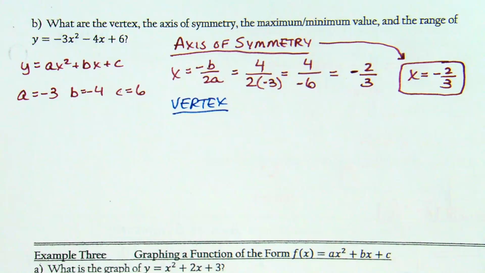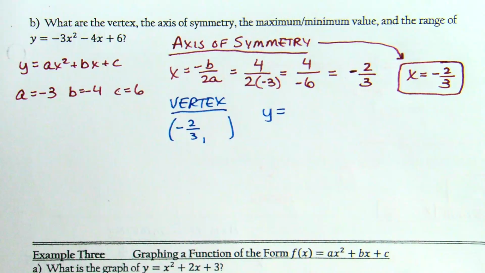We're taking that negative 2/3 and putting it where? Plugging it into the original equation. So negative 3 times negative 2/3 squared minus 4 times negative 2/3 plus 6.